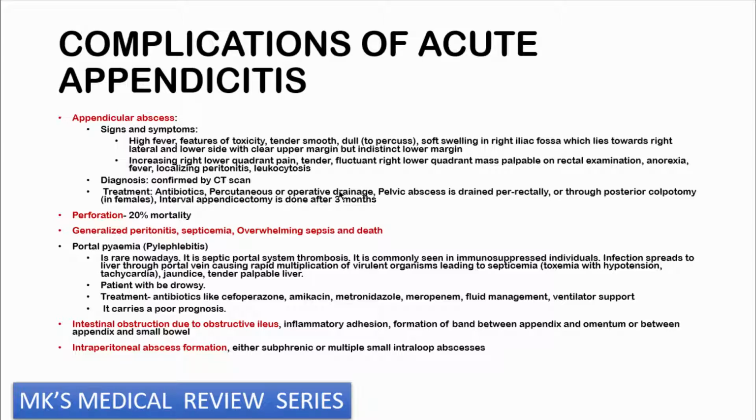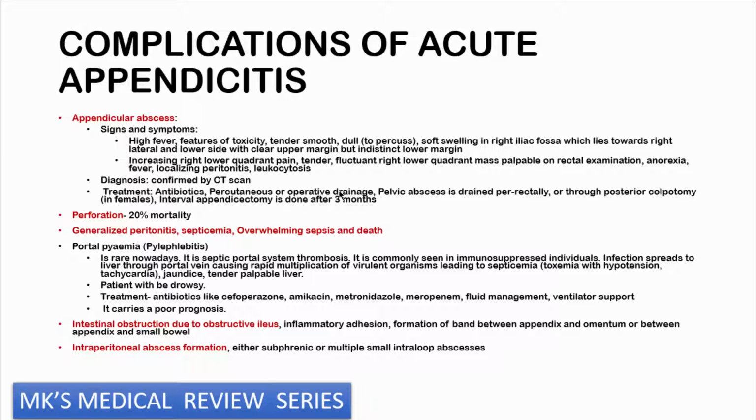You may also get pylephlebitis, or what is known as portal pyemia. This is obviously rare these days, and it is due to septic portal system thrombosis. It is commonly seen in immunocompromised individuals, and the infection is going to spread into the liver via the portal vein, causing rapid multiplication of these virulent organisms, leading to septicemia and toxemia with hypotension and tachycardia. There may be jaundice, even a tender palpable liver. The patient is often drowsy. Treatment is going to include antibiotics such as amikacin, metronidazole, meropenem. Fluid management can be given, and ventilator support, and this carries a very poor prognosis.